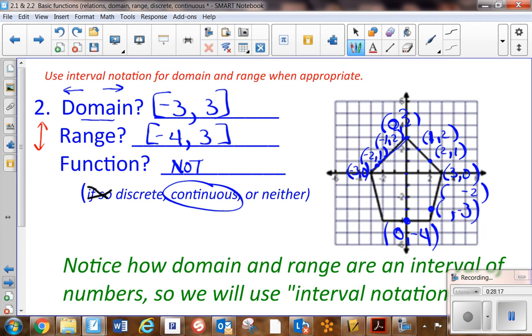But we always read a graph from down up. Okay, don't read from up down. From down up. So the lowest, we're going to go with the lowest is -4. The highest is 3. So just look for the extremes. You don't have to write all those dots. I'm just showing you.